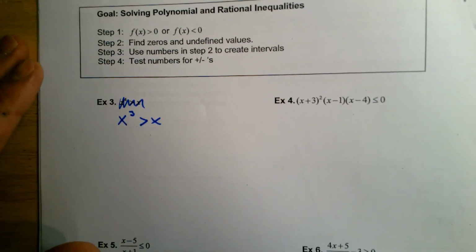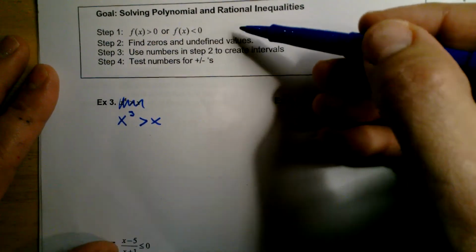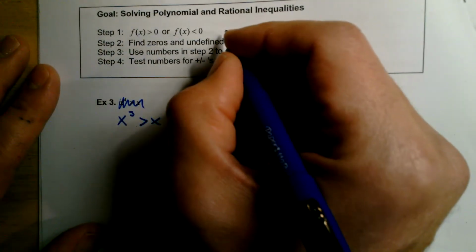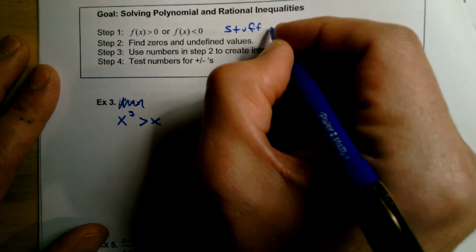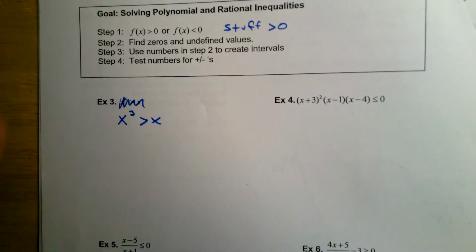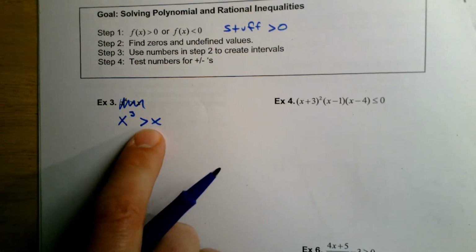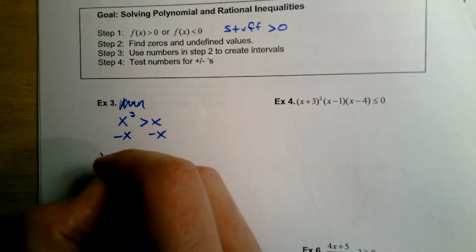Okay. All right, so these rules, these steps to solve polynomial and rational inequalities is exactly what we had in chapter 3.5. The first thing is get your function greater than or less than 0. So again, get your stuff greater than 0 or less than 0. So get everything on one side. So I've got x raised to the 3rd is greater than x. The first thing I got to do is subtract this x over.